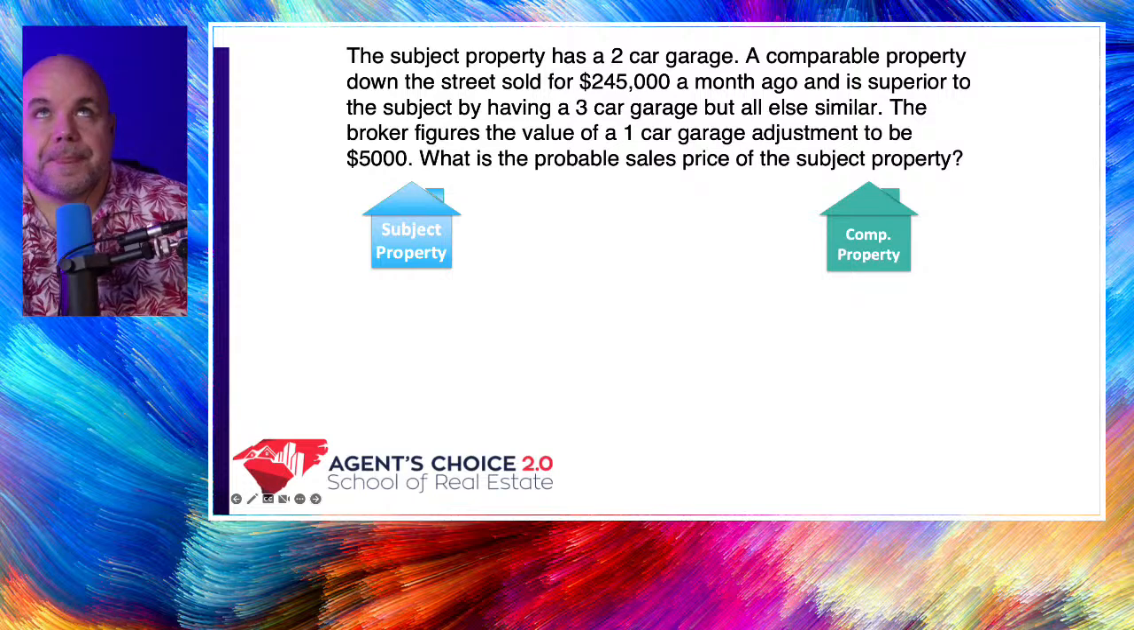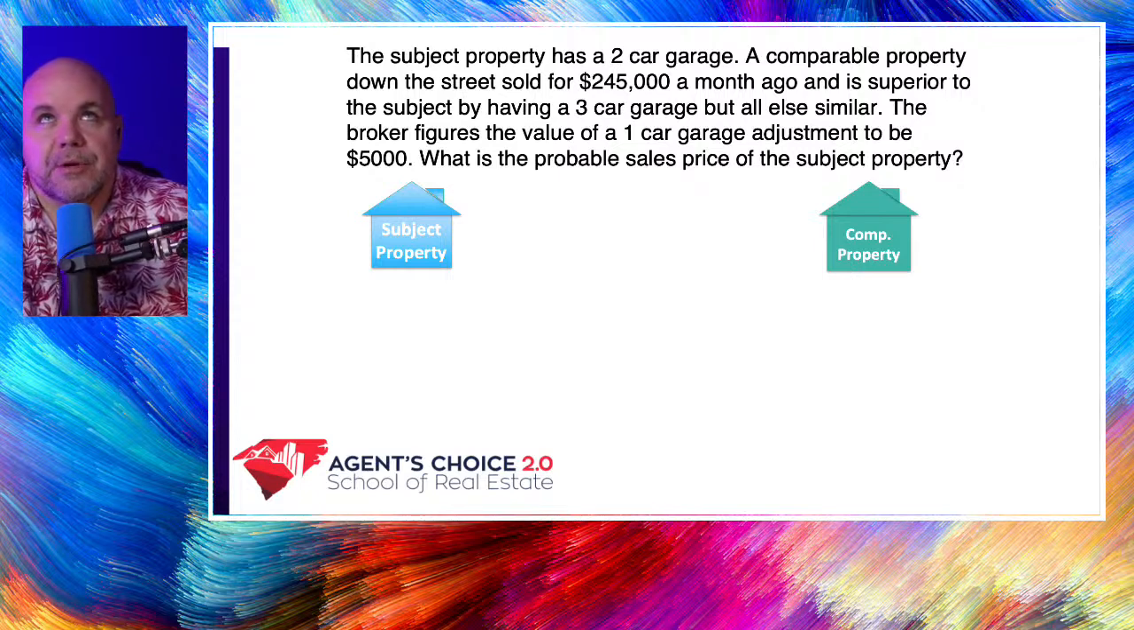What about this one? Subject property has a 2-car garage. A comparable down the street sold for $245,000 last month. It is superior to the subject. It has a 3-car garage. Everything else is the same. The broker figures the value of a 1-car garage adjustment to be $5,000 for this neighborhood. What is the probable sale price of the subject property?